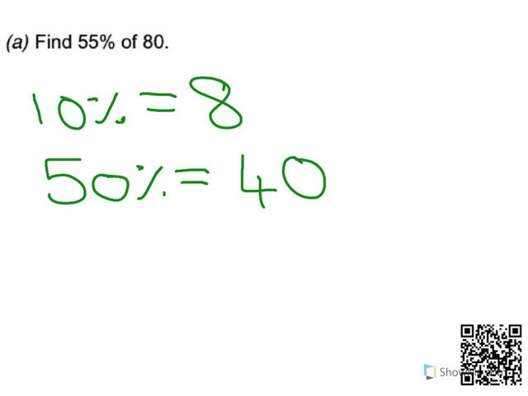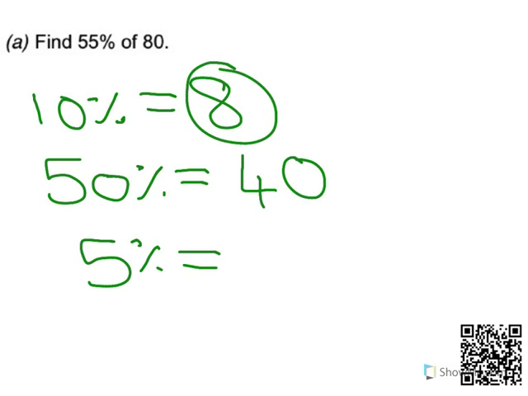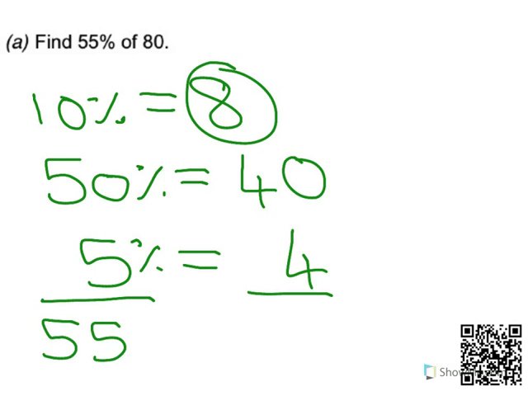Now we're going to use our best friend again, 10%. Half of him would be 5%. Half of 8 would be 4. Add those together and we'll get 55%. 40 and 4 is 44. Done. Let's look at the next question.